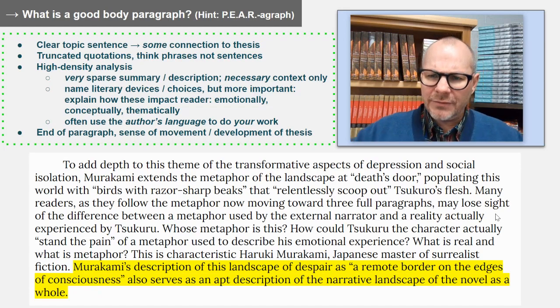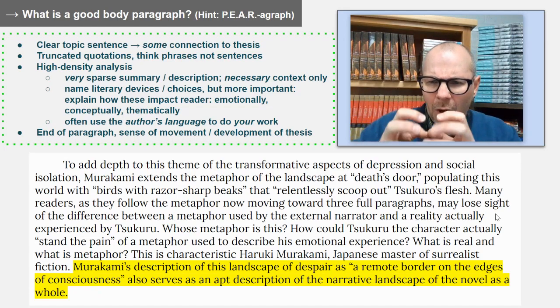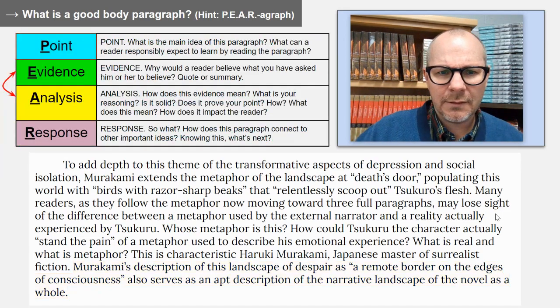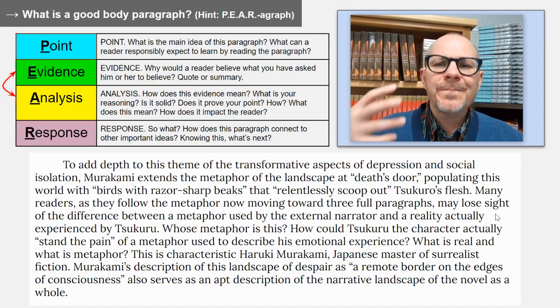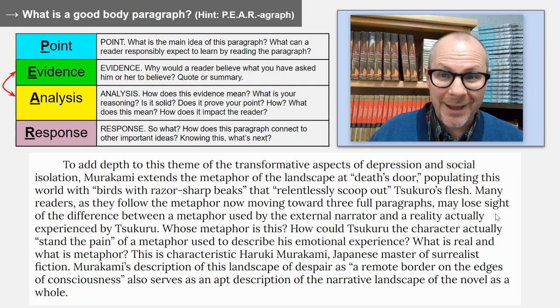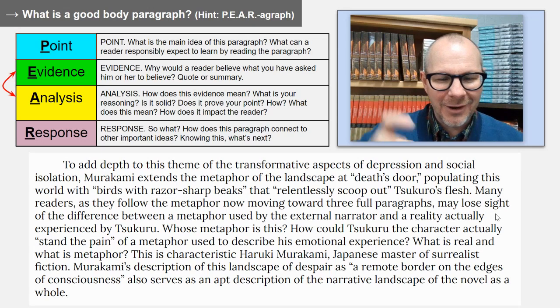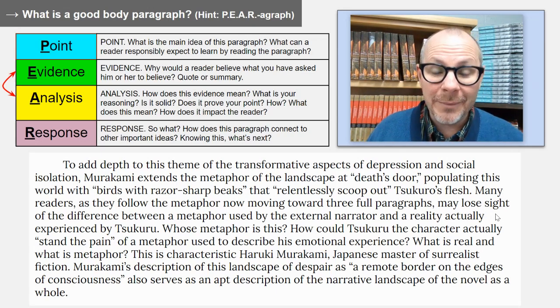So here you can say, I've taken everything I put together and I put it in a little ball and said, it also might do this, or it also might mean this. So here's the PEAR format. Notice that the E and the A could go in reverse order, or they could be intertwined, and they will be.